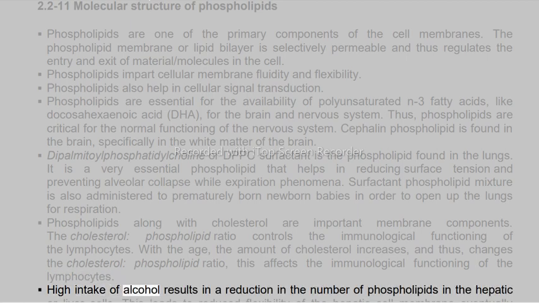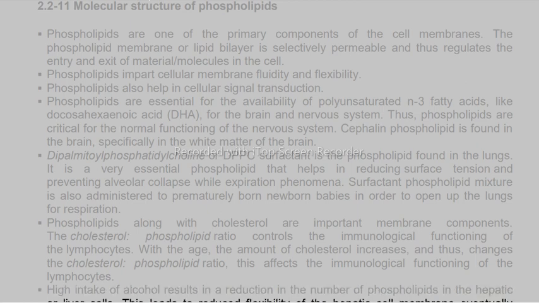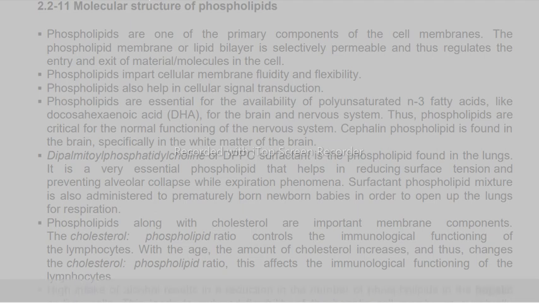High intake of alcohol results in a reduction in the number of phospholipids in the hepatic or liver cells. This leads to reduced flexibility of the hepatic cell membrane, eventually leading to liver injury. Reports suggest that the administration of phospholipids helps to recover from hepatic cell damage. Cell polarity is maintained with the help of the phospholipid binding capacity of polarity regulators of the cell.